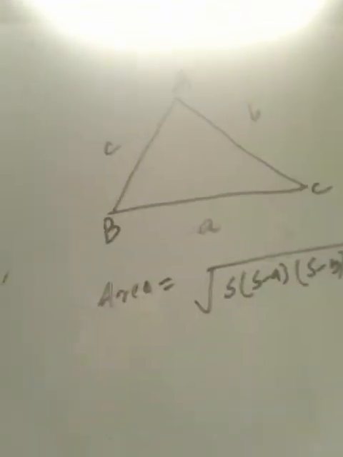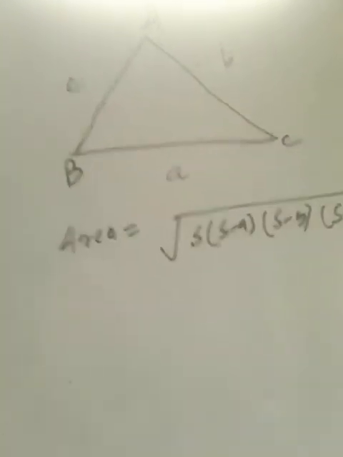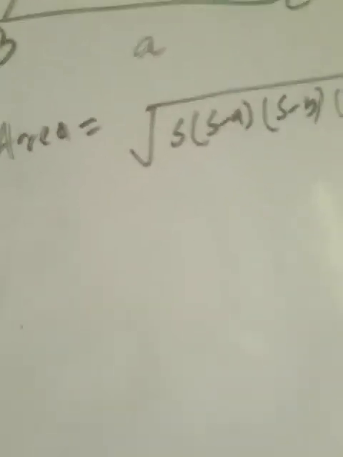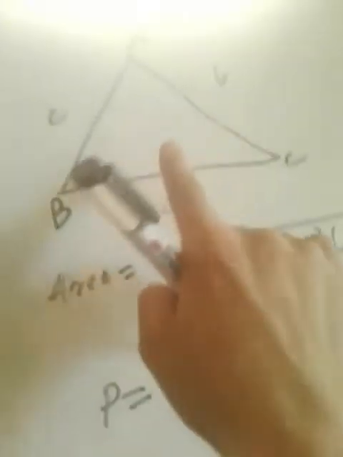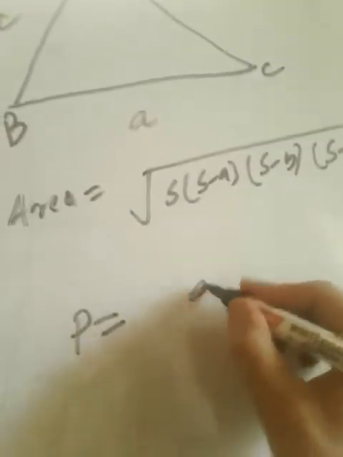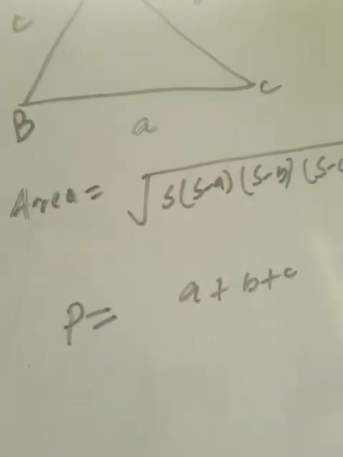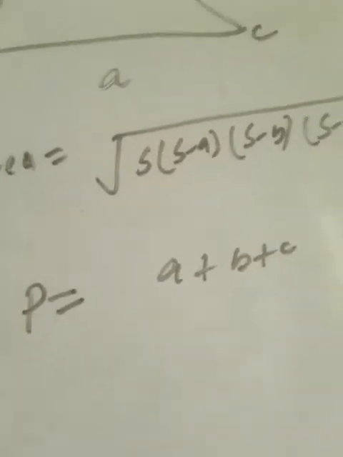What is this S? S is the semi-perimeter of the triangle. First, the perimeter. Perimeter of a triangle is A plus B plus C, the sum of the sides of a triangle. The boundary, we call it the perimeter. You are already familiar with it.